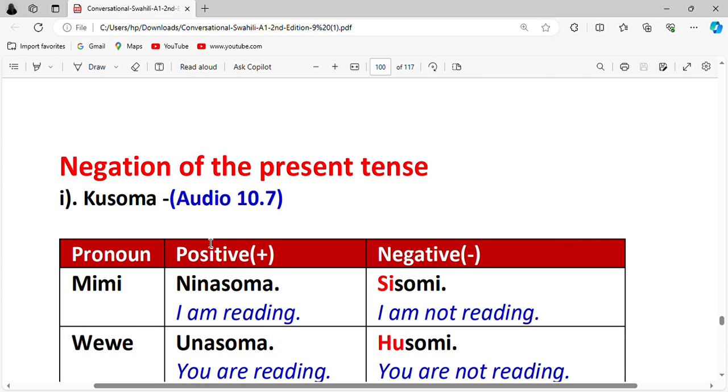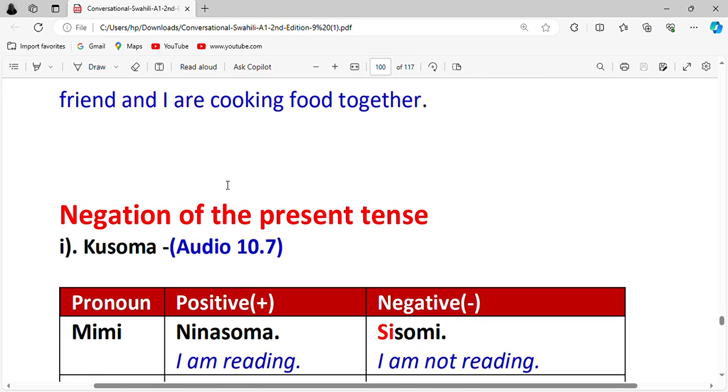In this lesson, we are going to learn the negation of the present tense in Swahili. In our previous lesson, we learned the present tense positive sentences. Now, I will give you some sentences. You write them, and you will use those sentences to negate after our lesson.